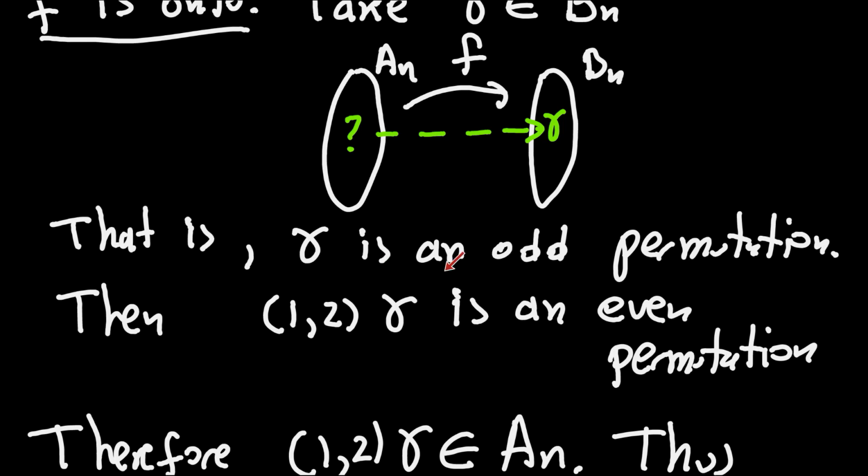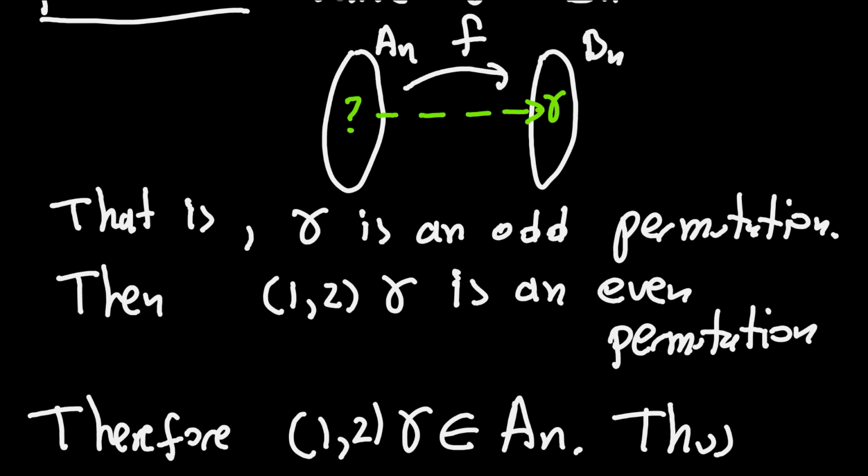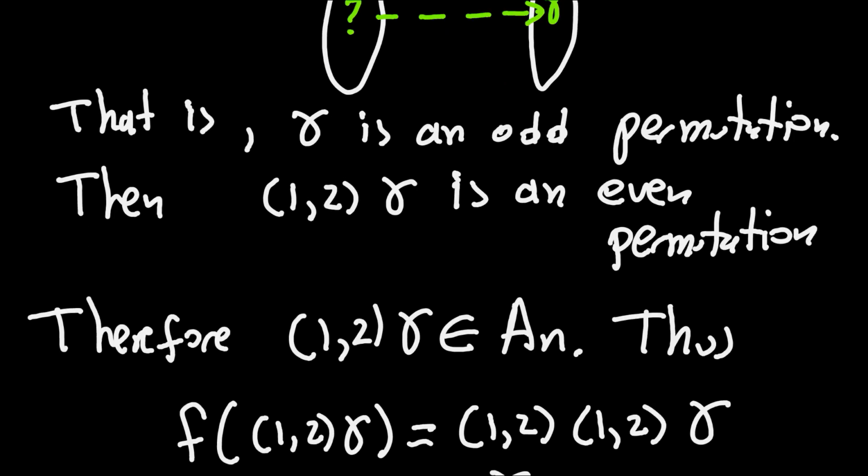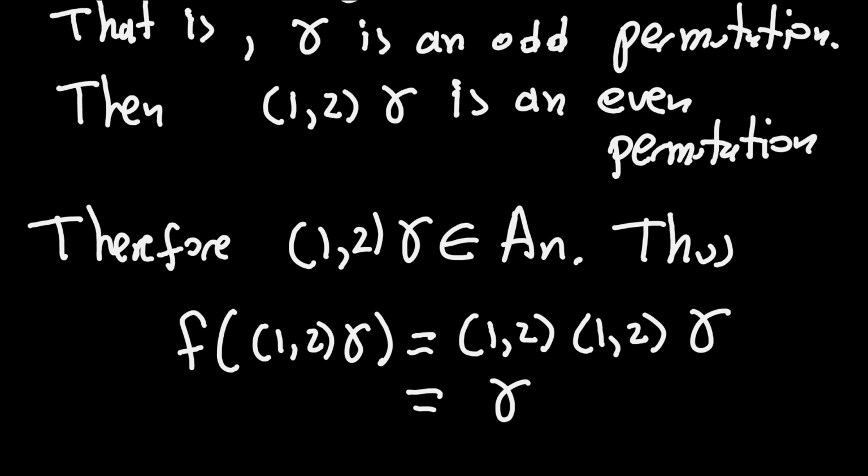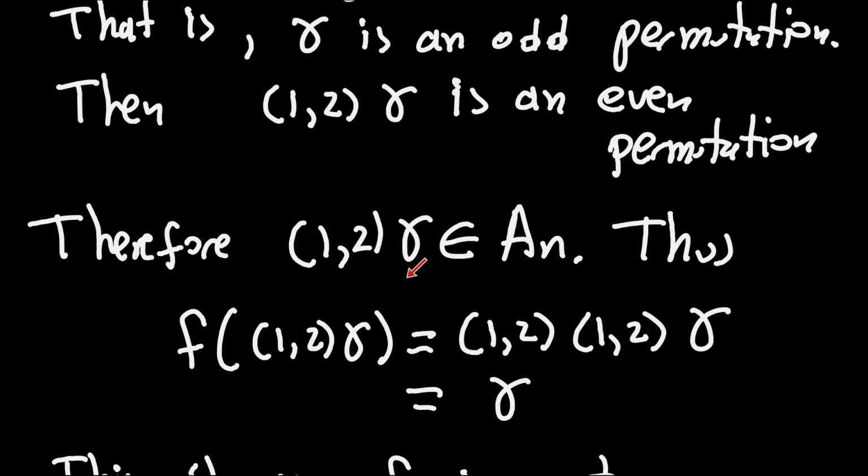Now, if gamma is an odd permutation, that means (1 2) gamma is an even permutation by the same argument that I used before. This is odd, so this is a product of an odd number of 2 cycles. So let's say it's 2k plus 1 cycles, plus another 2 cycles, 2k plus 2. That will give me an even permutation. Because it's even, this permutation is in An, because An is the collection of all the even permutations.